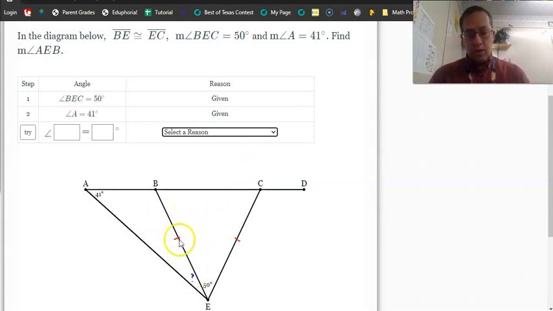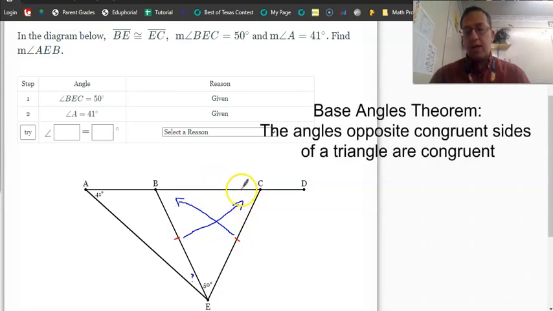All right, so here I have triangle BEC, and I have two sides congruent, so this is an isosceles triangle. So what that means is that since these sides are congruent, these angles are congruent because they are opposite the sides. So that may be something worth writing down. The base angles of an isosceles triangle will always be congruent to each other. All right, so that means that this angle is congruent to that angle.